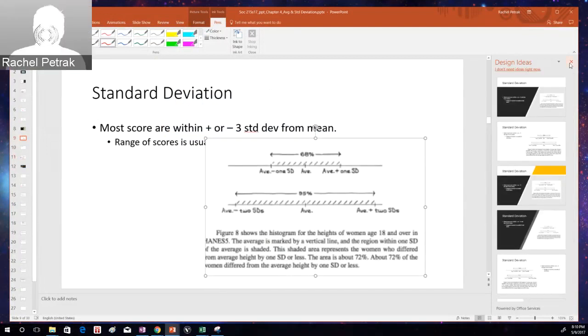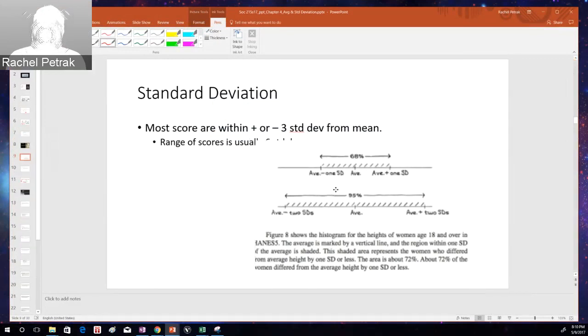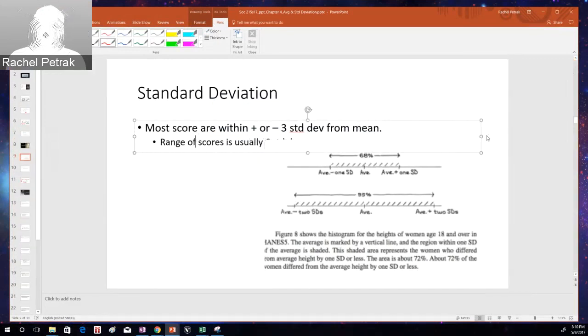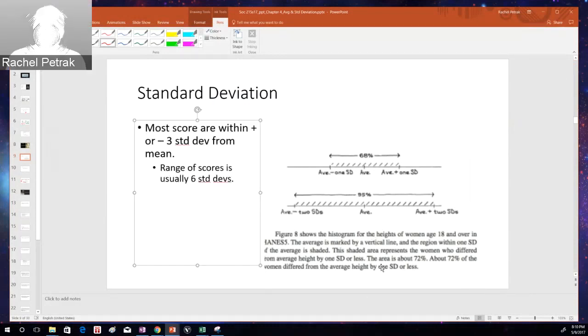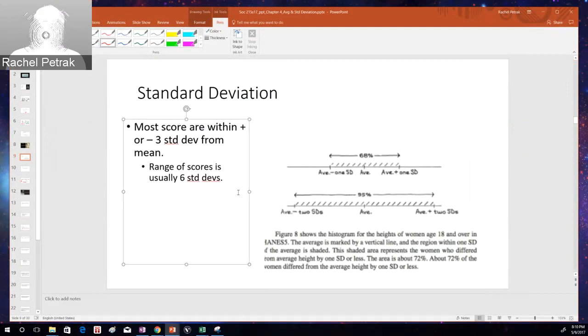As you can see in this figure, this is a common bit of knowledge that everyone has to leave a stats class knowing. So within one standard deviation from the mean, you have 34%, or above and below, one standard deviation above and below the mean is 68%.